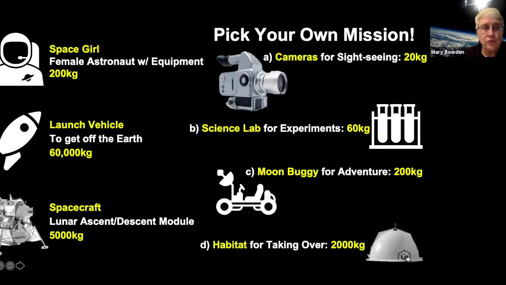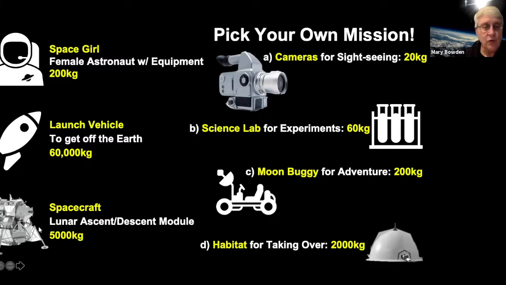In addition to the astronauts, you also need a launch vehicle. This launch vehicle, which is hugely heavy, 60,000 kilograms, is the rocket, basically. It probably won't be a 1950s style rocket as shown here, but it will look a little bit better than that, I'm sure. It's still going to weigh a lot, and that's what's going to get you from the surface of the Earth up into orbit, low Earth orbit, LEO, okay?